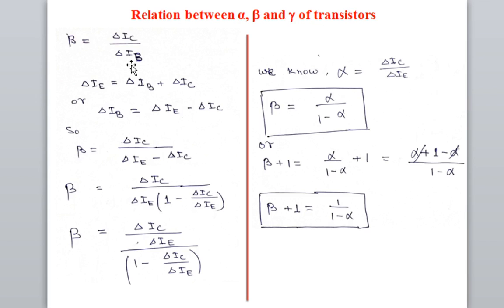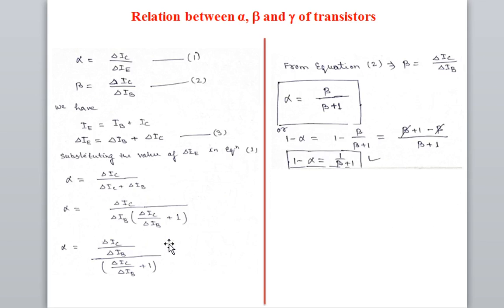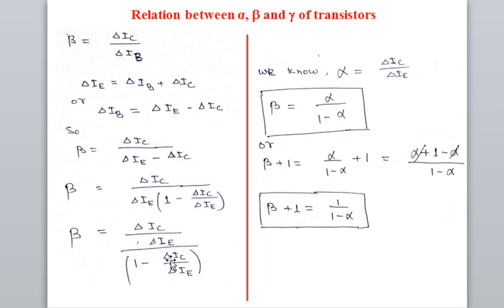If you substitute this value here, beta is equal to delta IC upon delta IE minus delta IC, and here I can take delta IE as common. So delta IC upon delta IE, in bracket 1 minus delta IC upon delta IE, and so I can write beta is equal to delta IC upon delta IE, upon 1 minus delta IC upon delta IE. If you see carefully, this delta IC upon delta IE is alpha. It means this quantity is alpha and this quantity is alpha.